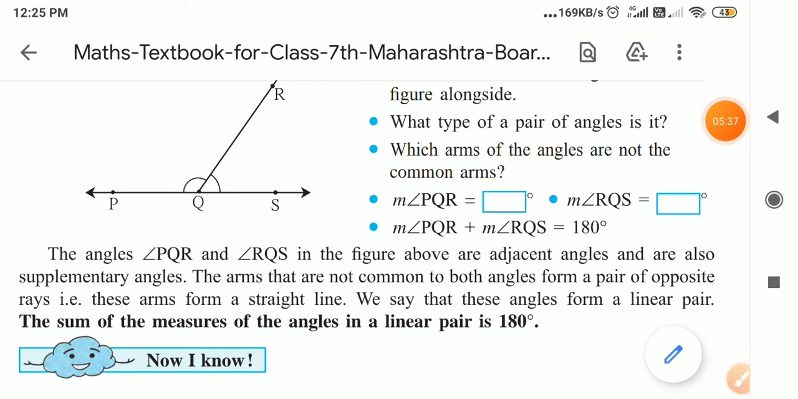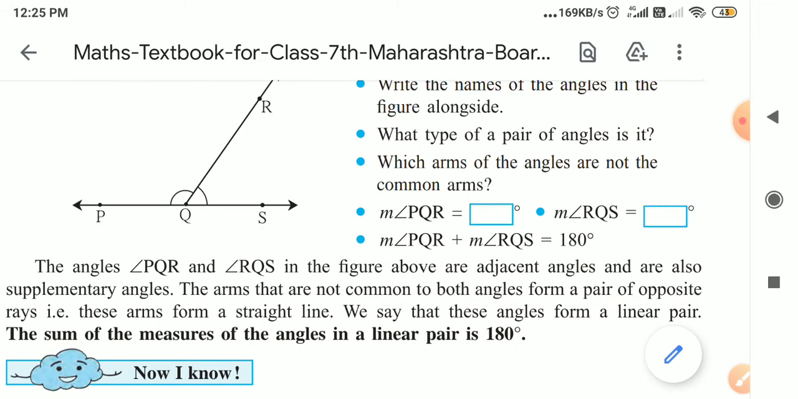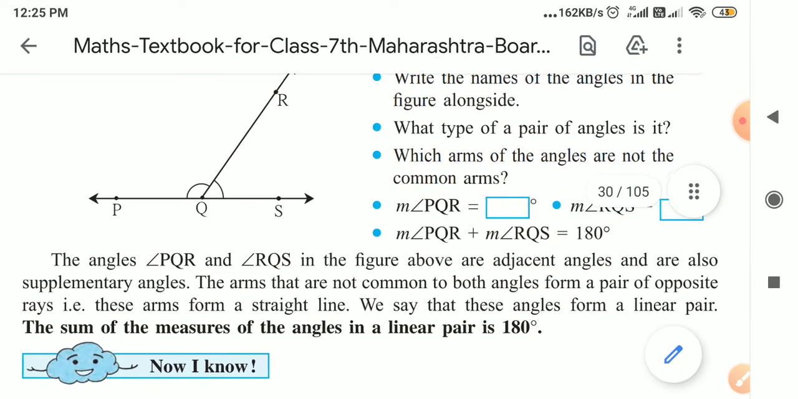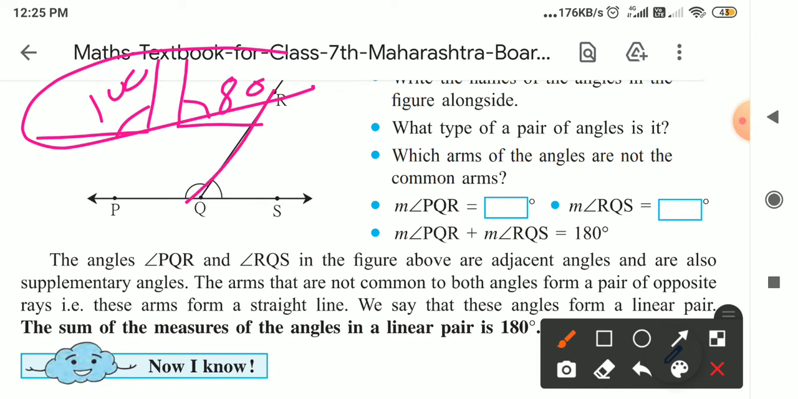So what is the exact definition? If two angles are adjacent angles, they are supplementary. Two different angles which are not adjacent can also be supplementary. Suppose I draw an angle here, 100 degrees, and one more I will draw, it is 80 degrees. So 100 plus 80, these are also supplementary angles, but they must be adjacent.